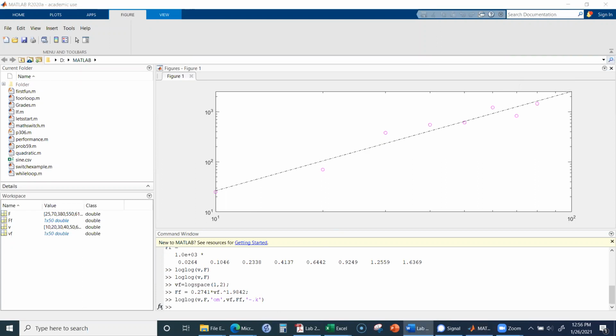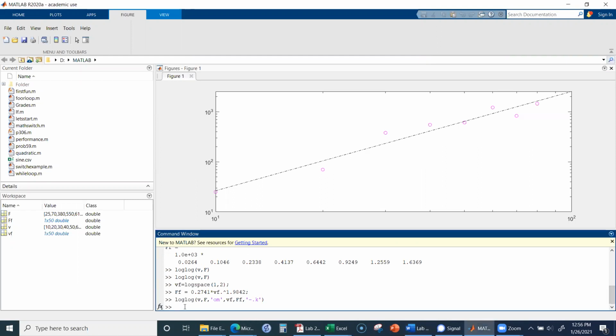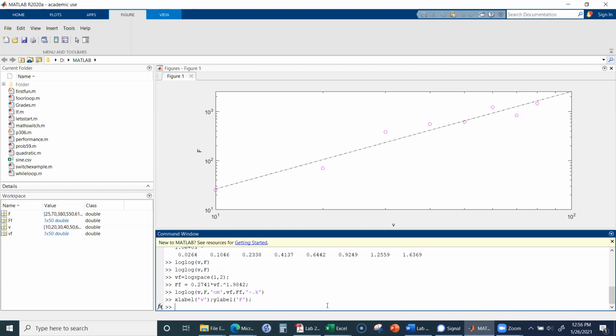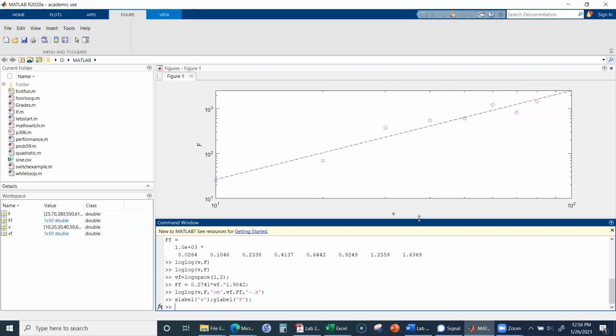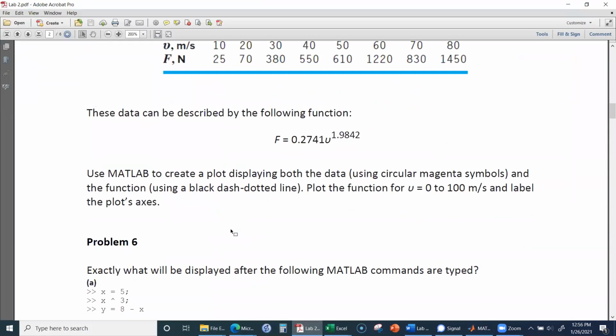You can also put the labels. So for example, what is the X label and what is the Y label? You can also put it. Control V. So now you can see that the X label is V and the Y label is F over here. It has been put over. Okay, so that is the one example.